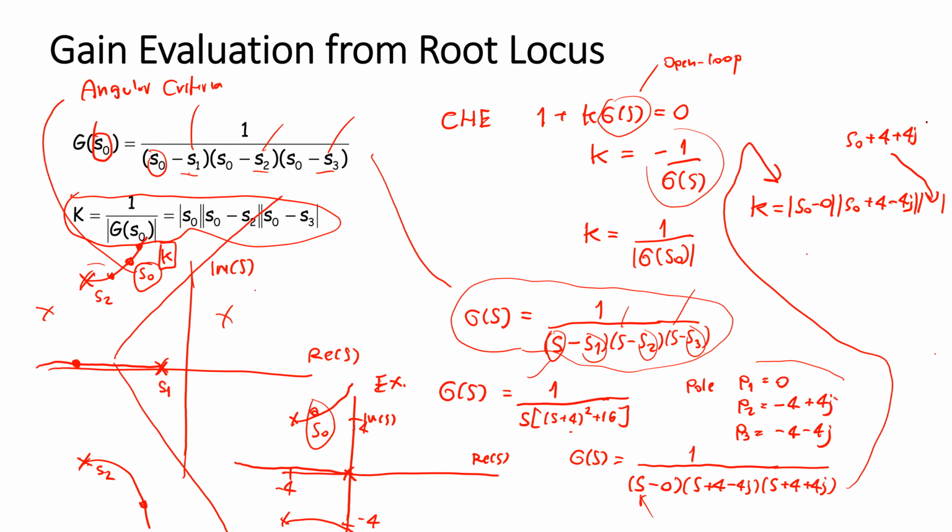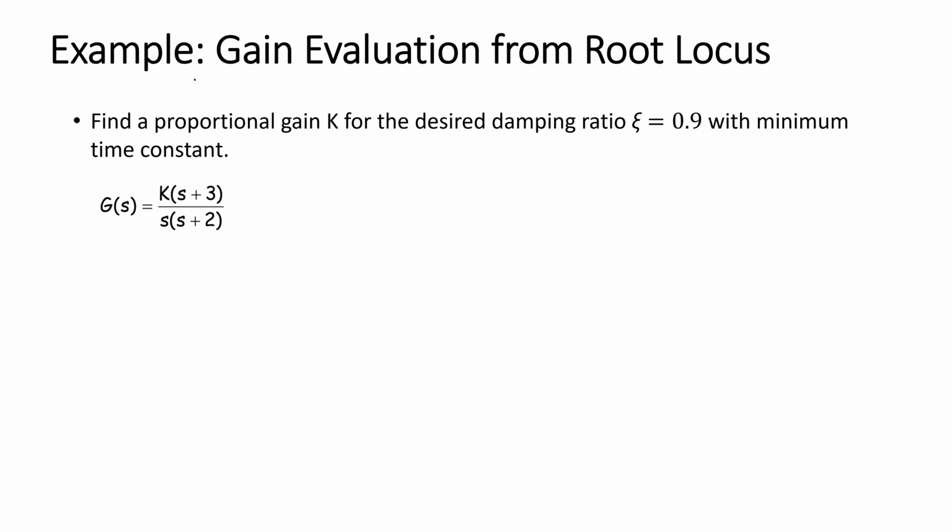And just consider the magnitude. And here is the idea. How can we find the gain value of a root at a specific point on the locus? How can we apply this in the application? Let's try with this example together.